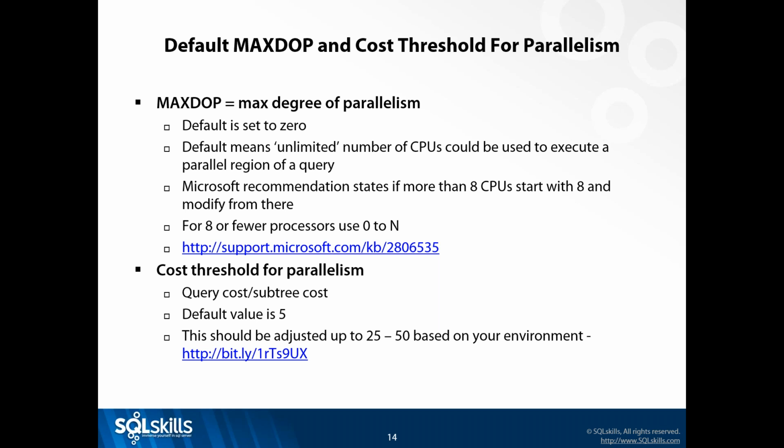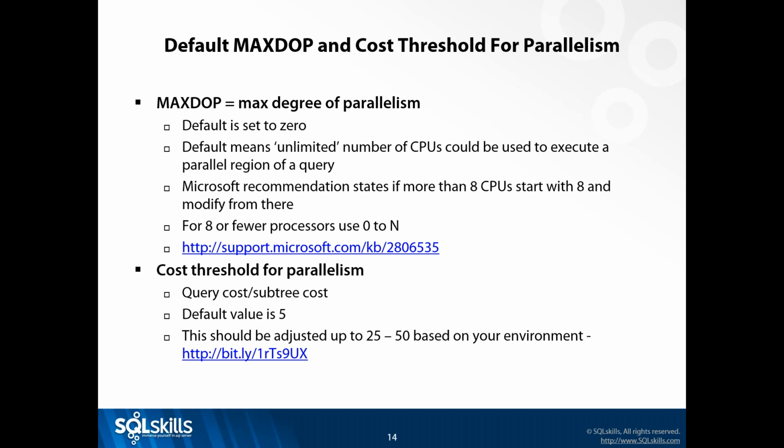There's a Microsoft support article that, I believe, does get into some of the NUMA configurations. So one of the things I like to do is, if I have a machine that has 12 CPUs, but they're 6-core processors, I'll set MAXDOP to 6 to try to keep things within the NUMA nodes.